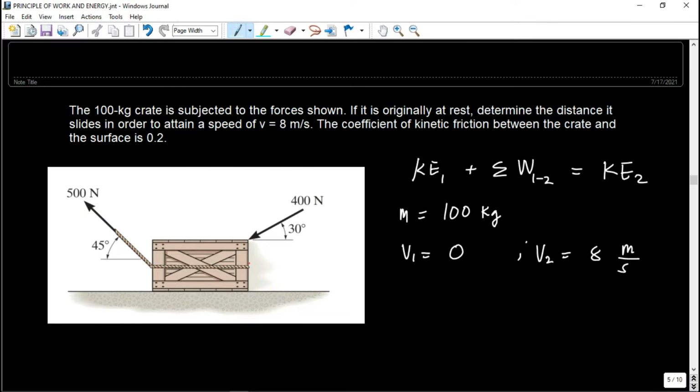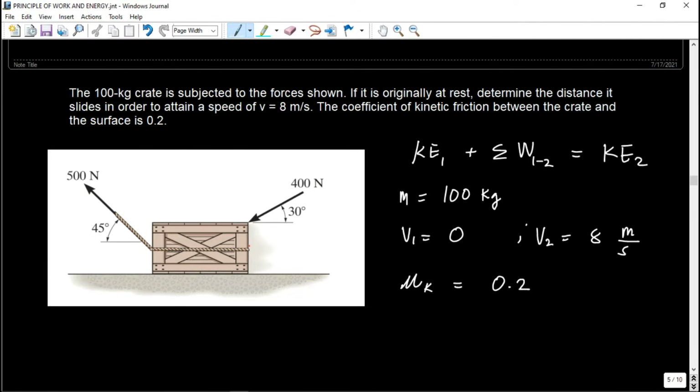And the coefficient of kinetic friction, dahil ang object natin ay in motion, so we have here the coefficient of kinetic friction, that is 0.2. And the required here is the distance the crate slides in order to attain 8 meters per second final velocity. Let's say that is distance d. So what is the distance d? Ito yung required natin dito.